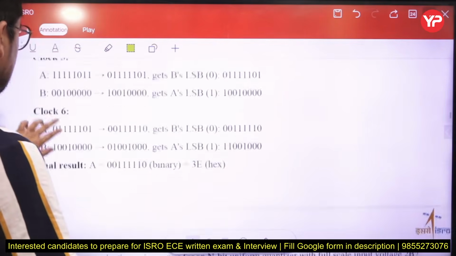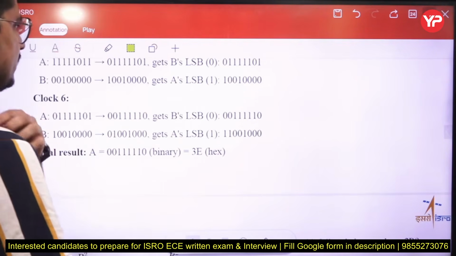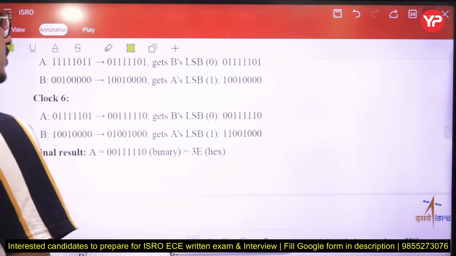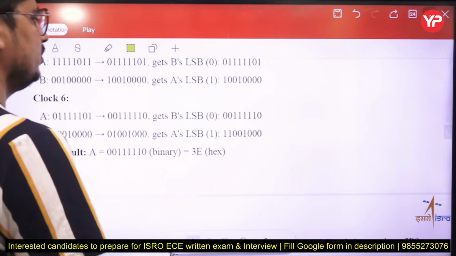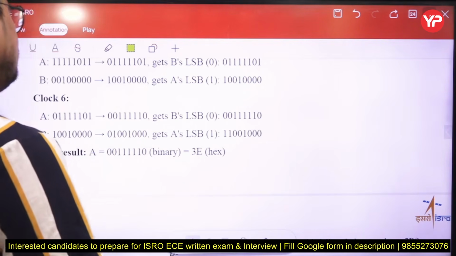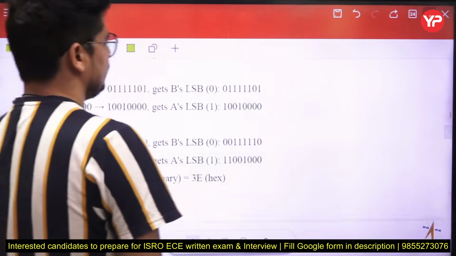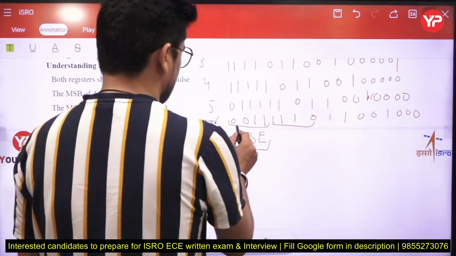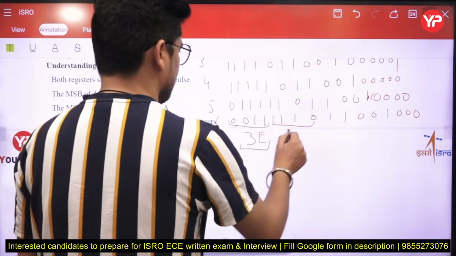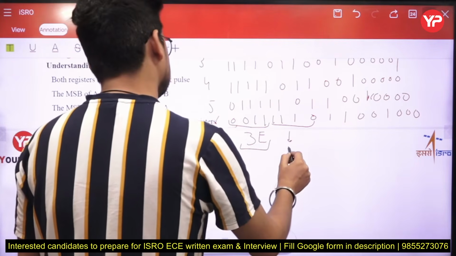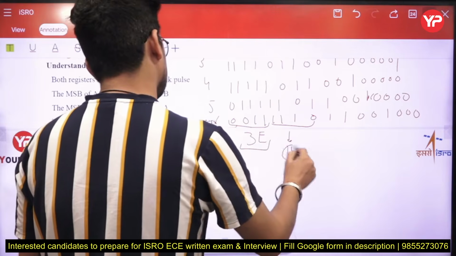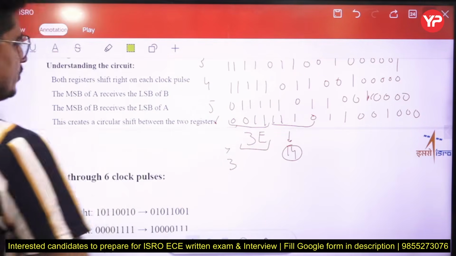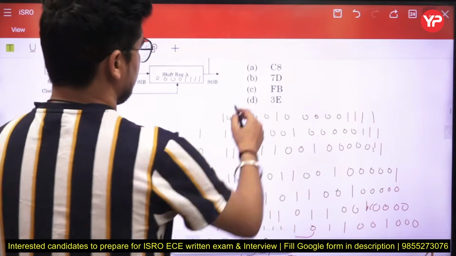Each clock we described here, so you can check that. We will have the content of A like this: 3 and 1 1 1 0, which is 8, 4, 2, 14, and 14 is E. So we will code this one: this is 3 and this will represent 14, right? 8 plus 4 plus 2 is 14, and 14 is E. So 3E will be the answer for this question, D.